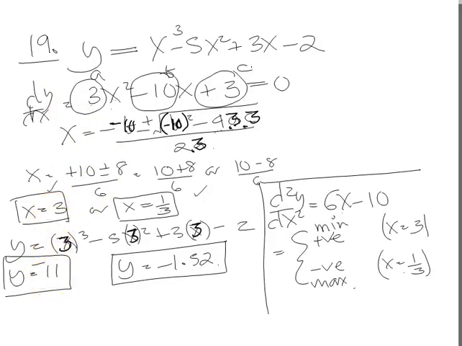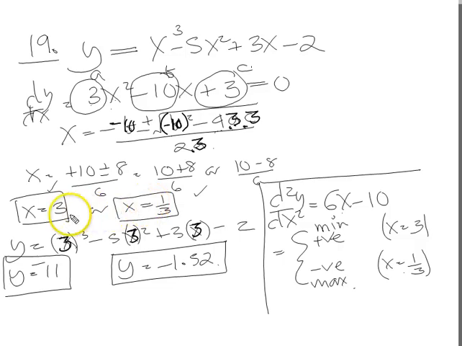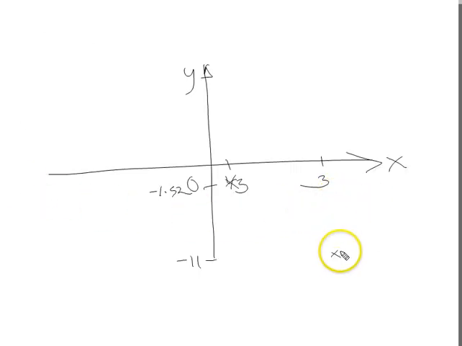Okay, at 3 it was minus 11. And at a third it was minus 1.52. So at 3 it was minus 11, way down here. And at a third it was minus 1.52, and it was there. Okay, so let's go back. Yeah, that was that one. At 3, minus 11, and at a third, minus 1.52. At the 3 it was a min, and at the third it was a max.